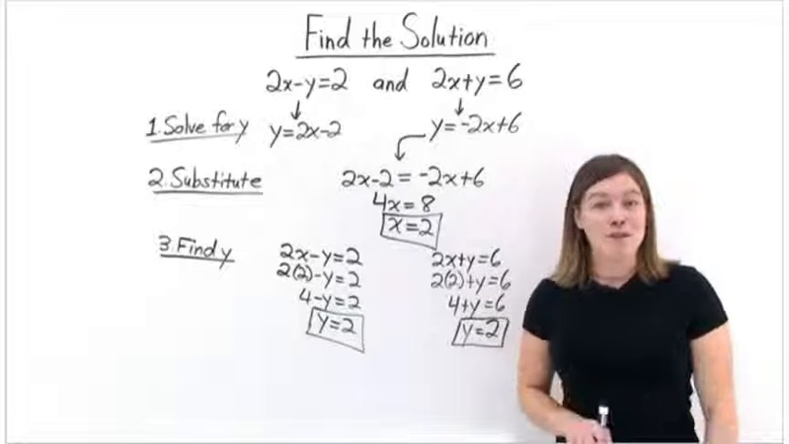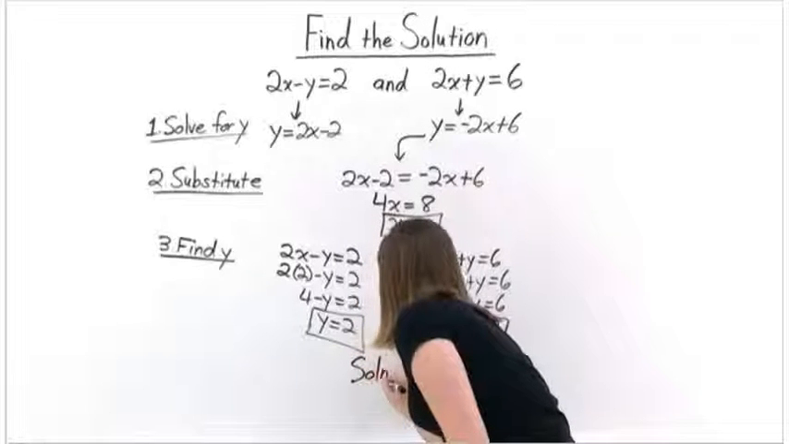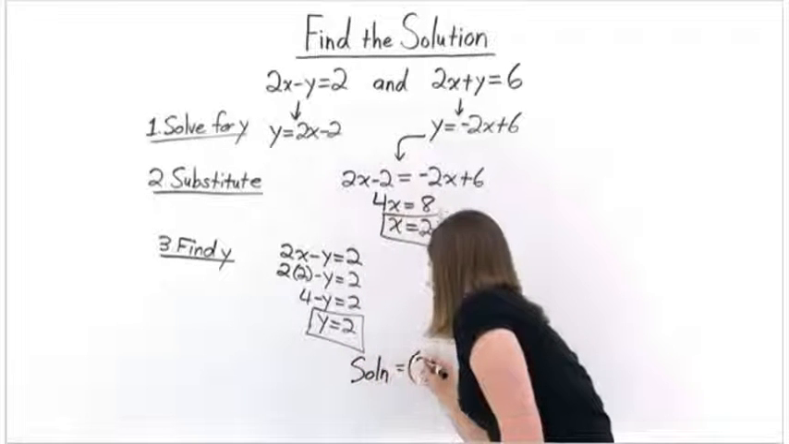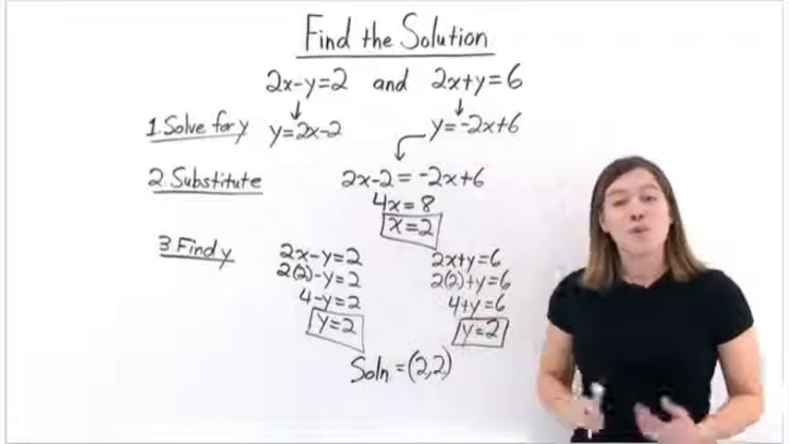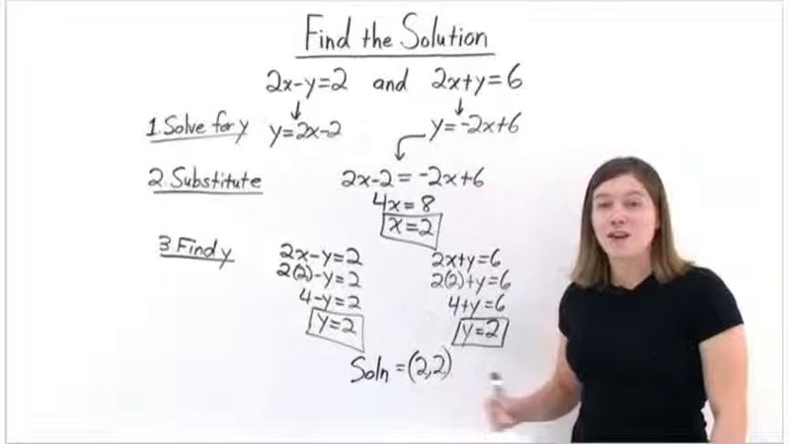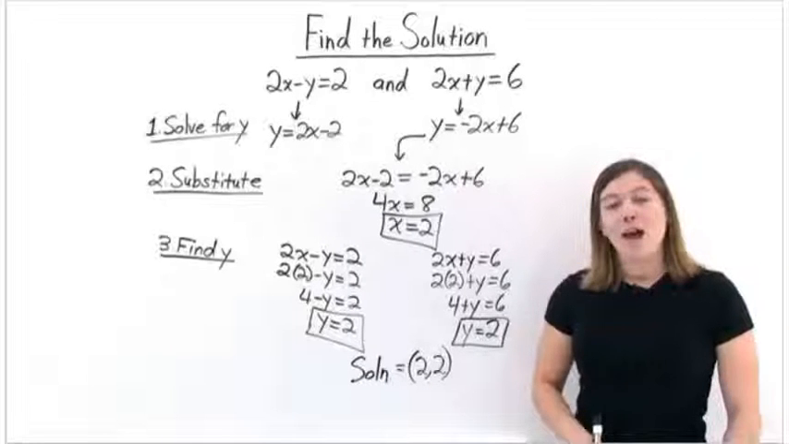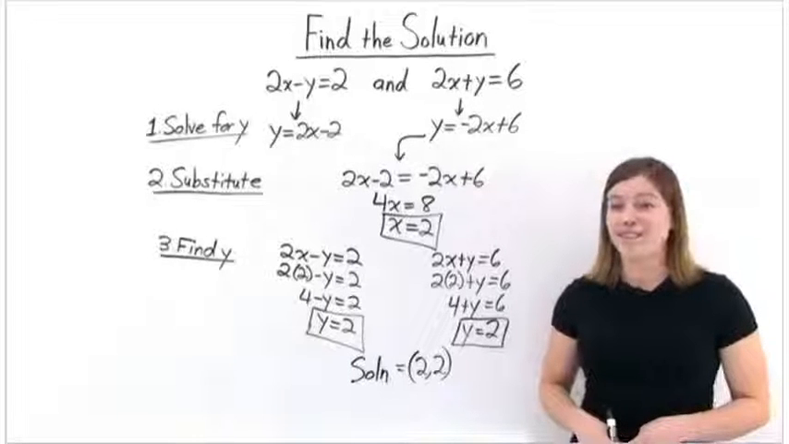That means we have all the pieces we need to write our solution. Our solution is just the xy ordered pair (2, 2). So now we have the solution to this system. The solution is the ordered pair (2, 2). And because the system only has one solution, the system is called consistent and independent.